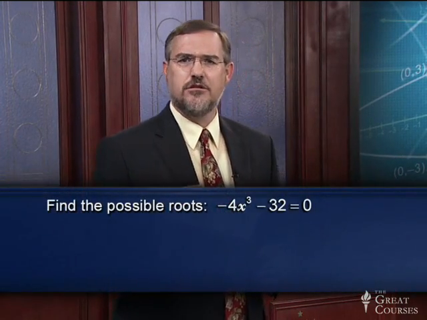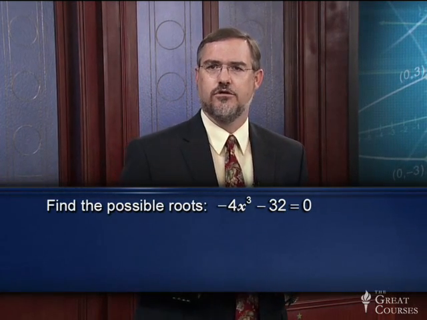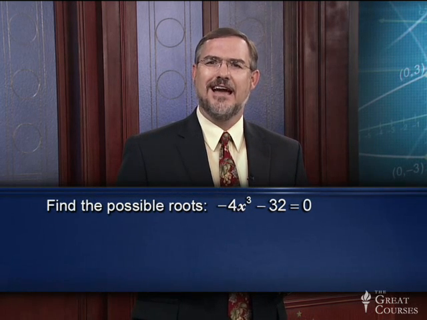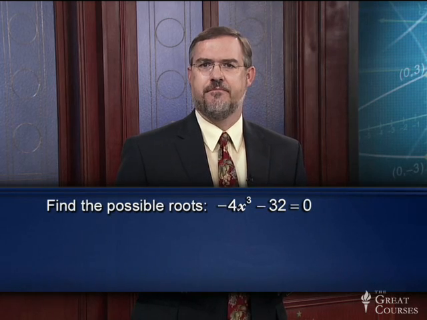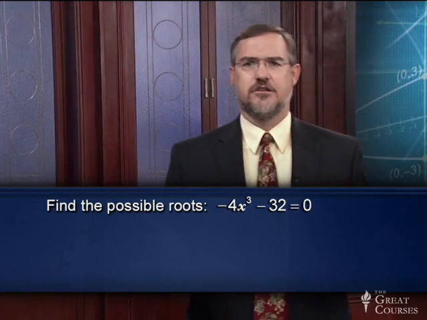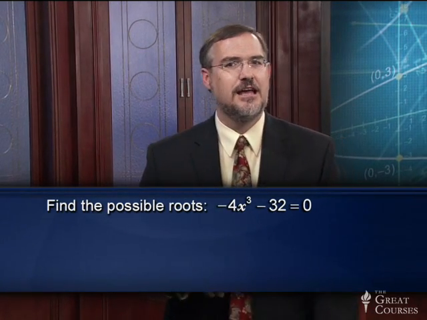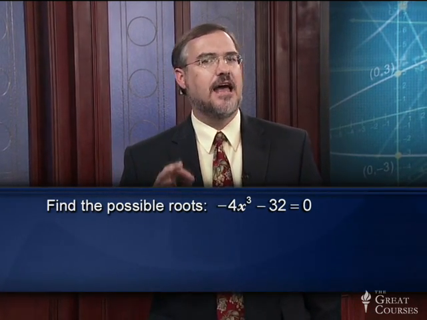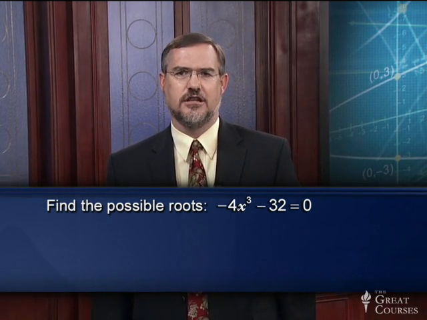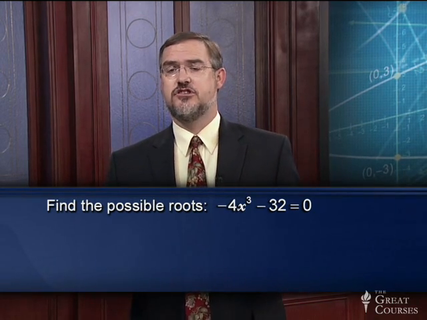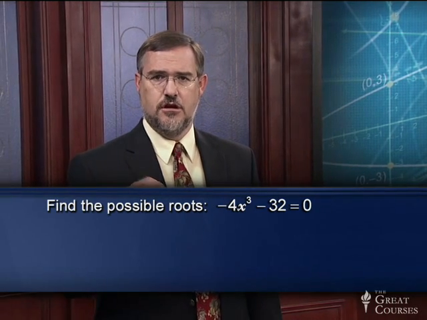Let's find the possible number of positive real roots and the possible number of negative real roots for the equation negative 4x cubed minus 32 equals 0. Okay, let's start with the positive roots. There's only 2 signs here in the polynomial. It's kind of a short polynomial, and they're both minuses. And that means that there are no sign changes in the original polynomial on the left-hand side of the equation. Thanks to Descartes' rule of signs, it means that there are no positive real roots for this equation.